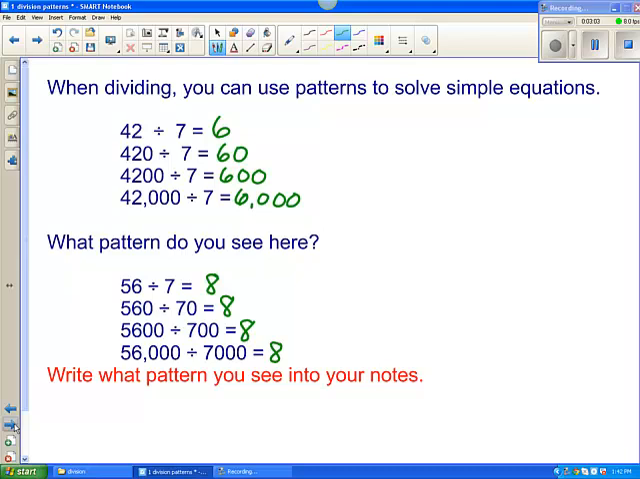Write what patterns you see into your notes. You may copy these examples in there, and that might help you. Pause the video.